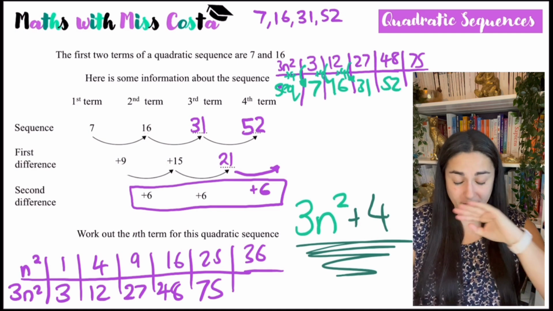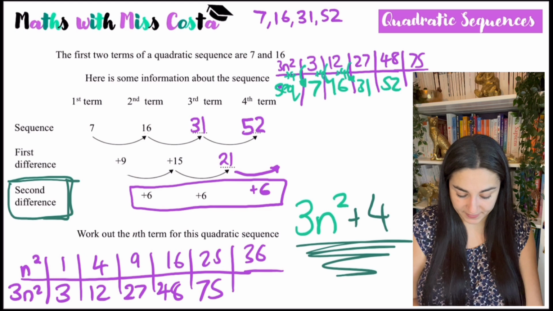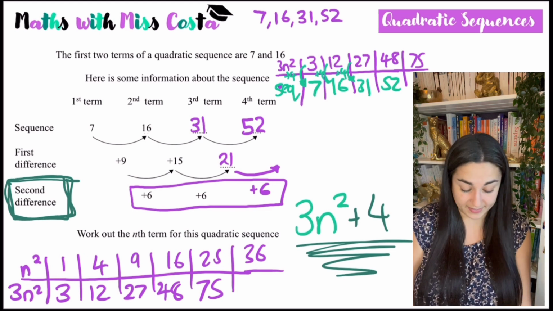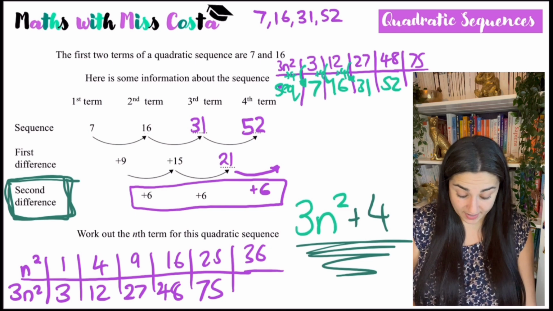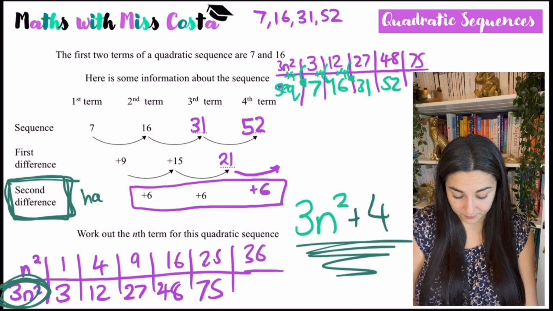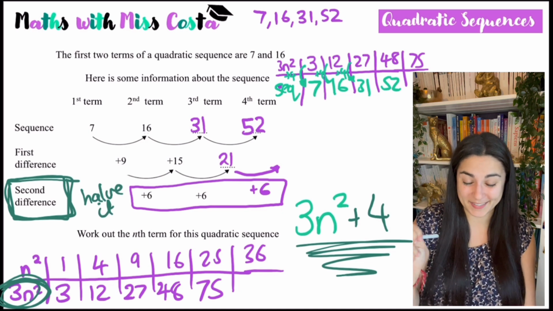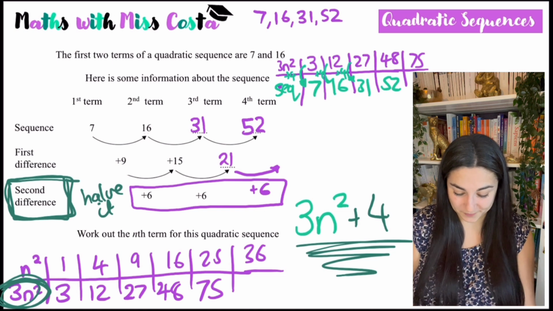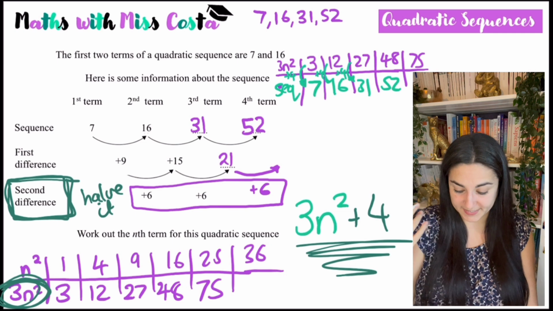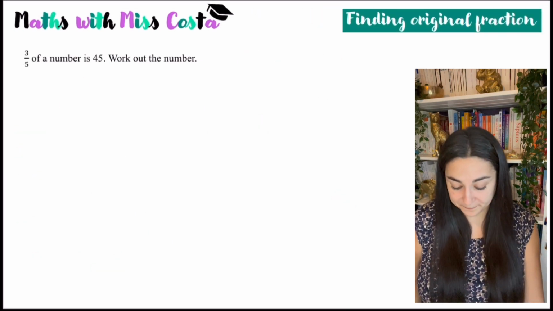So for your quadratics, work out what the second difference is, because the first difference is never going to be the same. If it was, it would be a linear sequence. Then halve the second difference, multiply it by the square numbers, and compare that to your sequence. If this is confusing, drop a comment and I'll make a video on quadratic sequences to explain it in a little more detail. Now here we've got finding the original fraction.